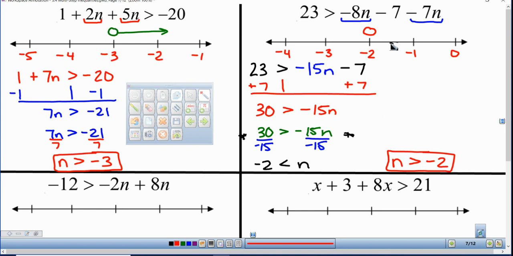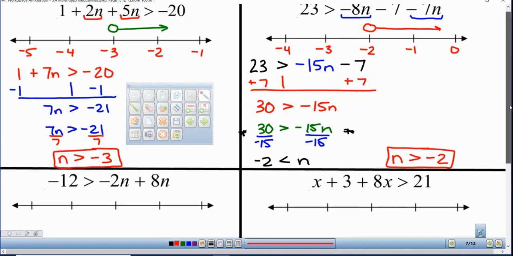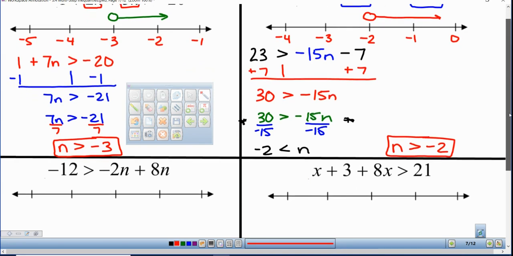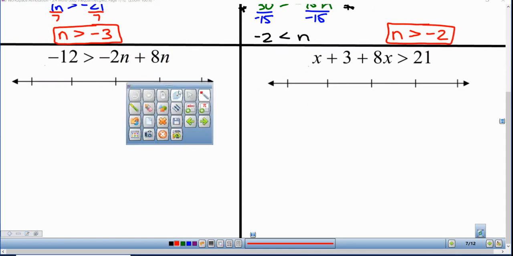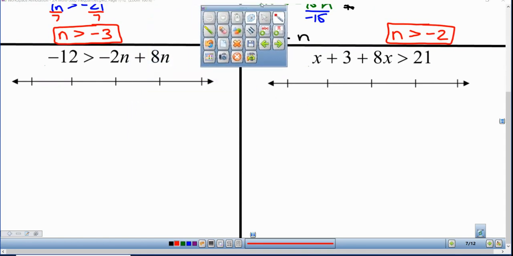Circle at negative 2, any number greater than negative 2, and that would be this way. We do not fill these in because negative 2 would not be a solution. Once again, you can go ahead and pause, try these on your own, and then unpause, and my work will be there, and you can see how you did.